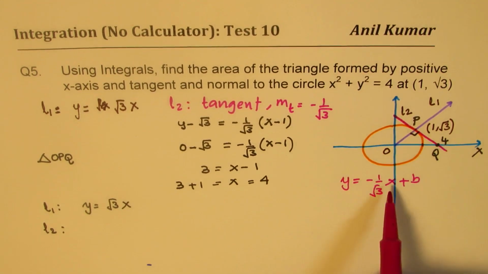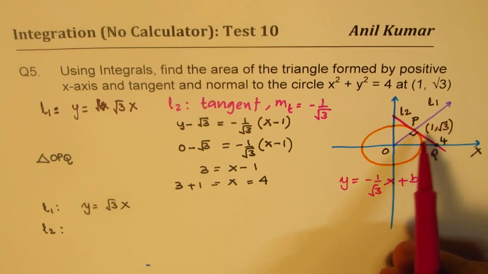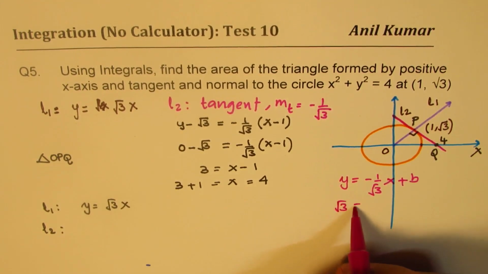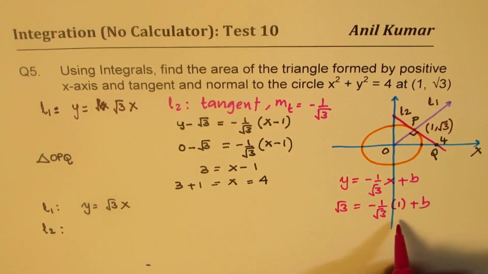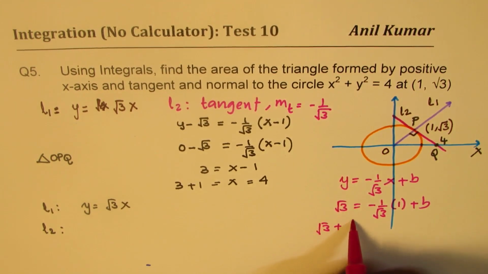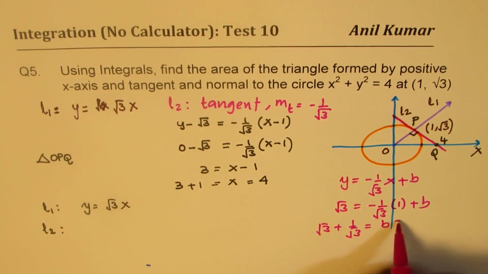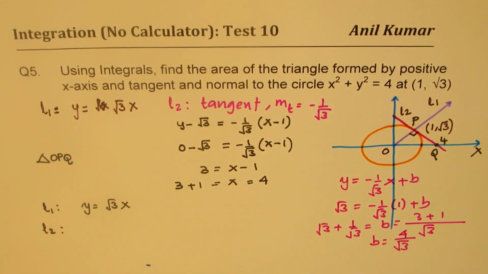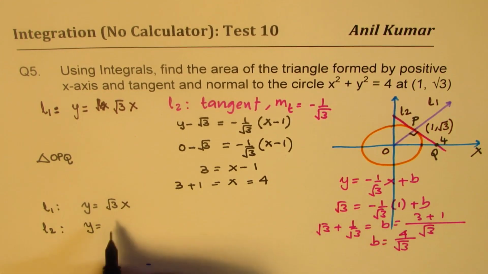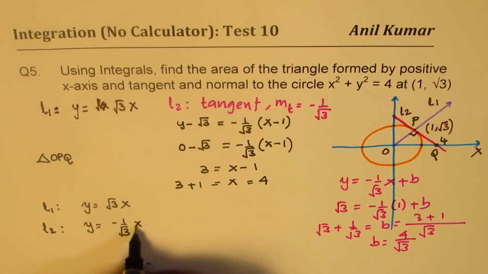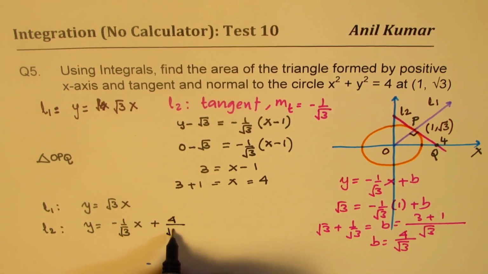To find the value of b, let us put this point 1, square root 3. So we get square root 3 equals to minus 1 over square root 3, x is 1, plus b. So the value of b will be square root 3 plus 1 over square root 3, which gives us 3 plus 1 over square root 3, or we get a value of b as 4 over square root 3, correct? So the line 2 will be y equals to minus 1 over square root 3x plus 4 over square root 3. Clear?